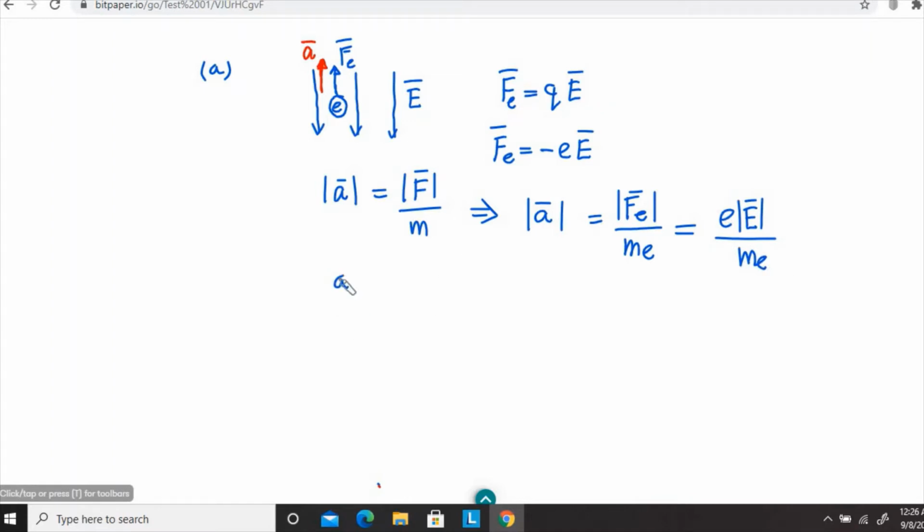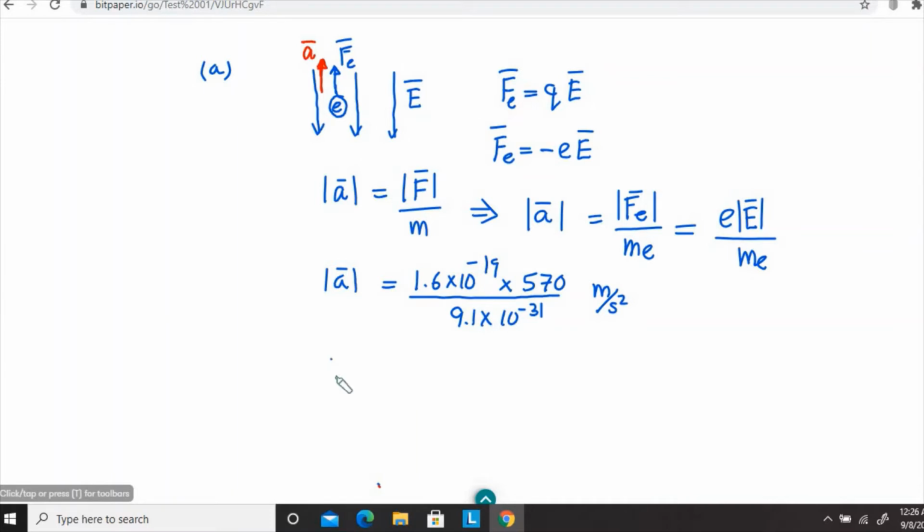So now you'll get that the magnitude of the acceleration is equal to 1.6 times 10 to the power minus 19 coulombs times the electric field 570 newtons per coulomb, divided by the mass of the electron, which is 9.1 times 10 to the power minus 31 kilograms. Now I'm not going to put the units for each term. I'm finally going to put over here that the units is meters per second squared.